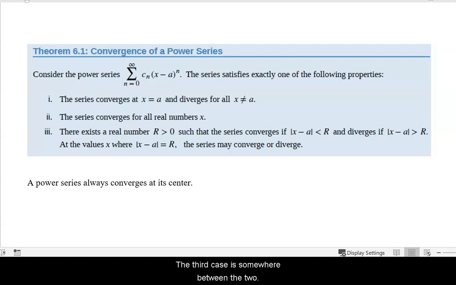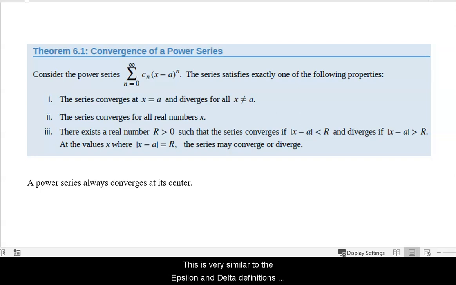The third case is somewhere between the two. It converges for more than just the center, but not for everything. In this case, this means that there is some real number R, strictly positive, so that it will converge provided that it's close enough to the center. By close enough to the center, we mean that the difference between what we plug in for the variable and the center is less than R. The length between those two values is less than R.